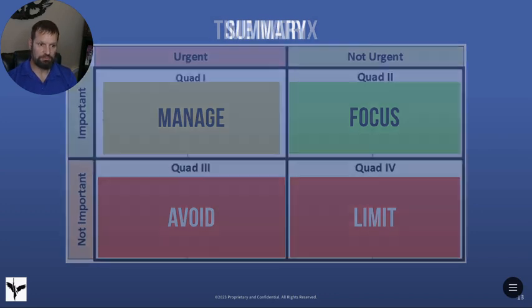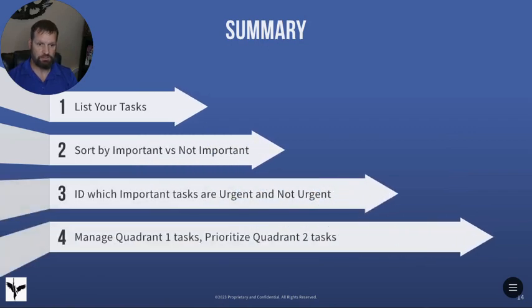Very powerful stuff. So in summary, here's how we use this Covey Time Matrix. You list out all your tasks like we talked about. You sort them by important and not important. Those important tasks are the ones we're going to focus on. Then identify which of those are urgent and not urgent. If they're urgent, we manage those tasks in Quadrant 1. And then prioritize the tasks in Quadrant 2. That's where we want to spend most of our energy and effort.